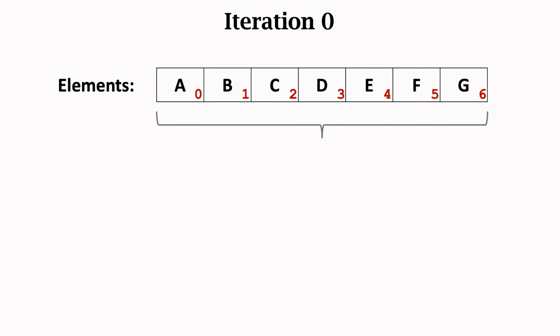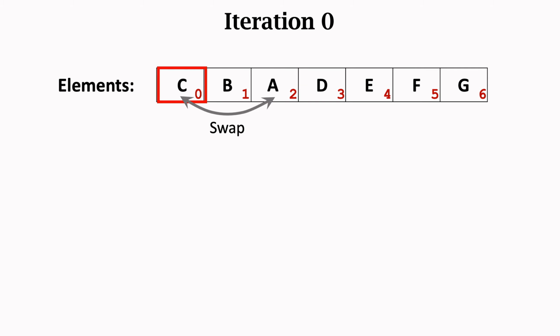Now, the 0th iteration begins. Perform a random sampling. We happen to get the second element, C. This is the 0th iteration, so the selected element should be placed in the 0th position. We swap the selected element, C, with the 0th element, A. After the swap, C is in the 0th position.